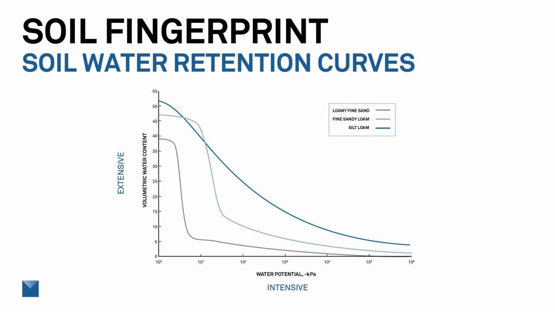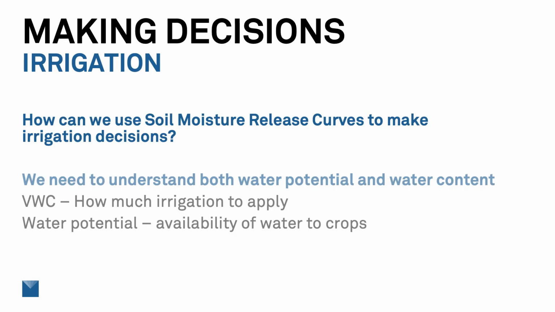So how can we start utilizing the soil moisture release curve? Well, let's focus on a very basic concept. How can we utilize a moisture release curve to make irrigation decisions? To make good irrigation decisions, we need to understand, one, volumetric water content, because this is going to tell us how much irrigation we need to apply. We need to understand water potential because it's going to tell us how available that water is to crops or plants within the ecosystem. And it's also going to tell us where to stop so we don't over irrigate and wind up losing water and wasting water.